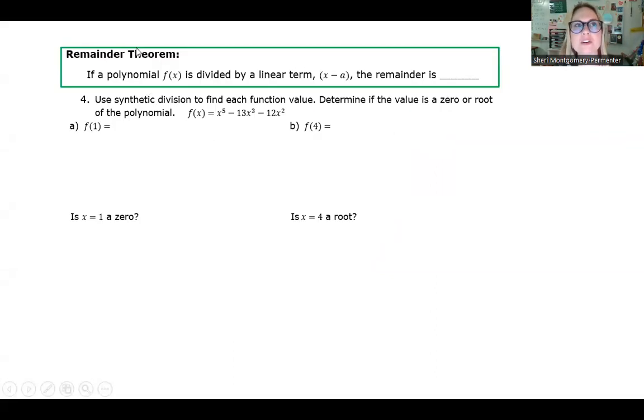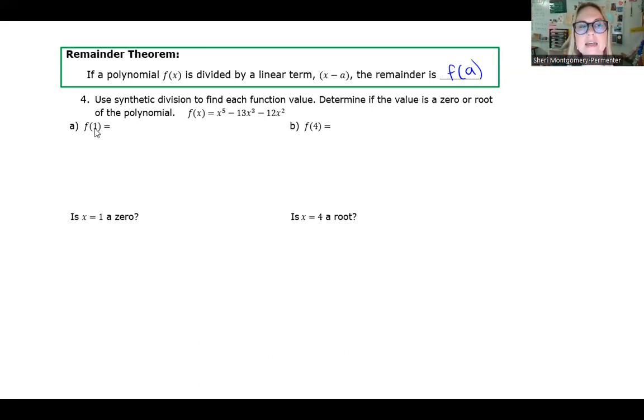All right, the remainder theorem. So if we're dividing f of x by a linear term, so that's kind of what we just did, the remainder is f of a. So we're going to do the first two problems one way, and we're going to do the bottom two problems a different way because you can do them either way and it works.